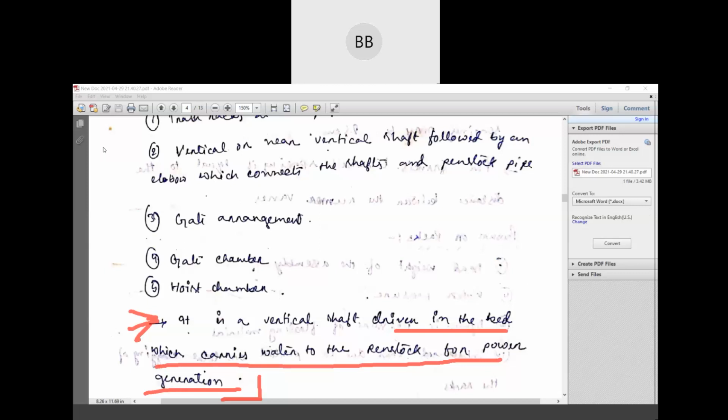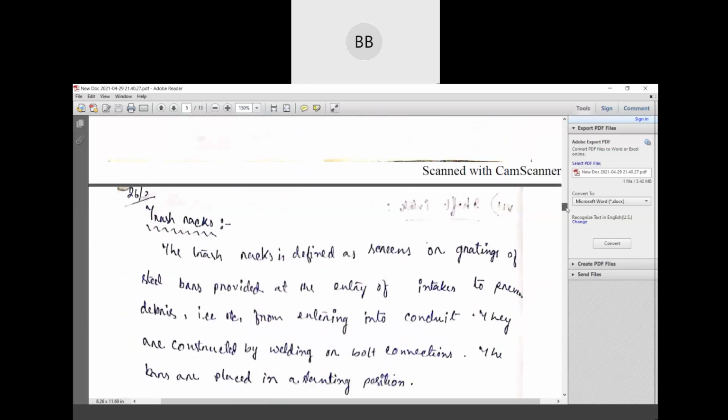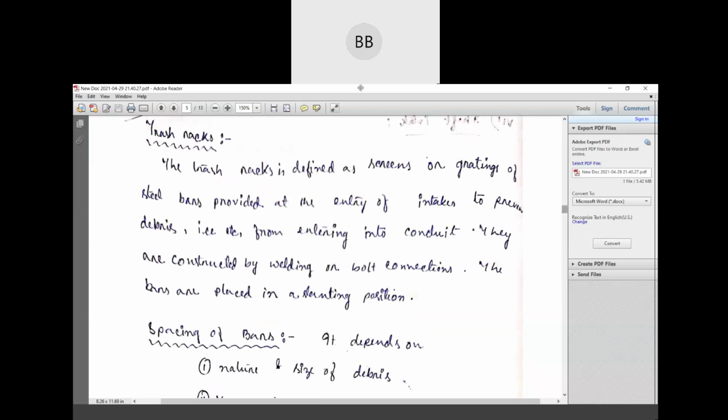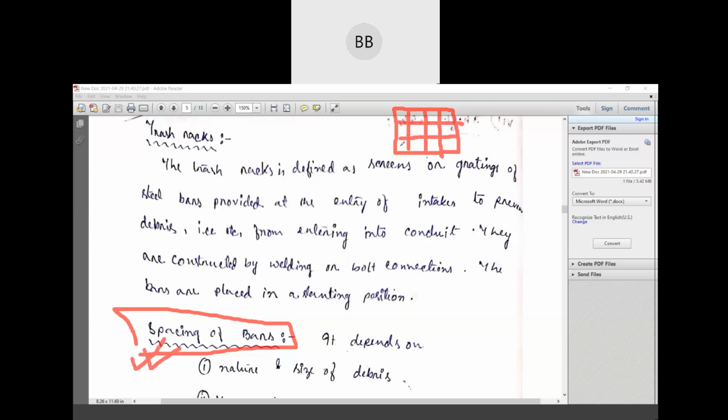So the proper diagram I'll give you in the next class. Next topic you write: trash rack. About the trash rack we have already discussed, and I have given you some notes about it, like what the spacing of the bars will be. The trash rack is like a screen where we have bars at some interval. That interval is called the spacing of the bars.